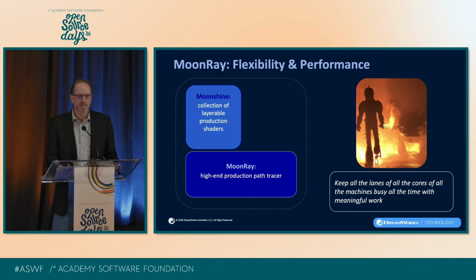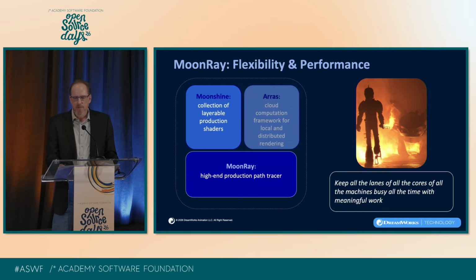From there, Moonshine sits on top of that, and really this is an expansive, battle-tested collection of layerable production shaders. It provides incredible, intuitive, and deep material systems that really support a wide range of styles. But rendering billions of rays requires more than just a smart renderer.